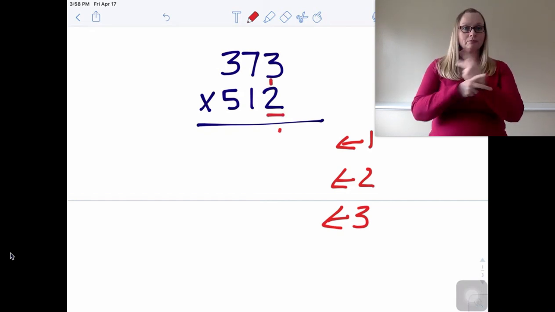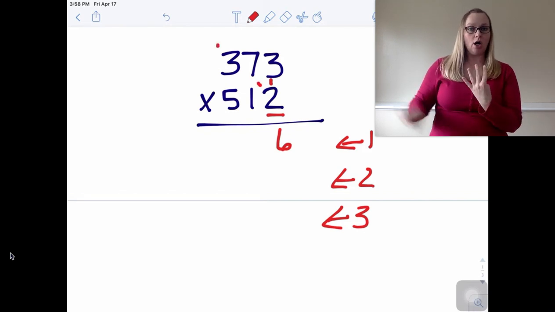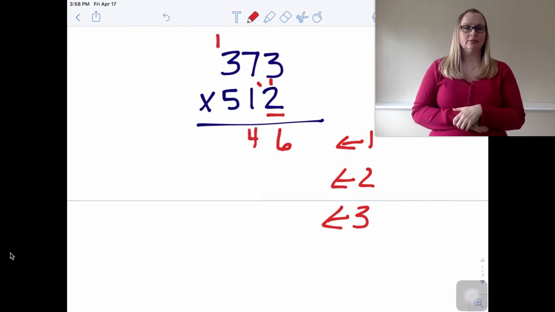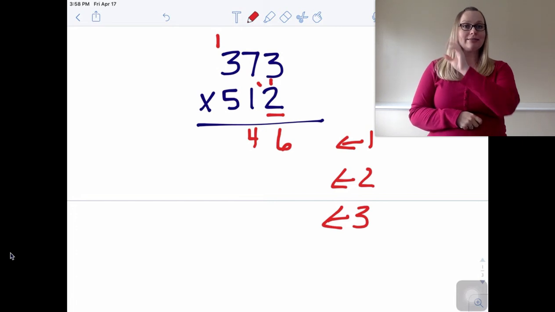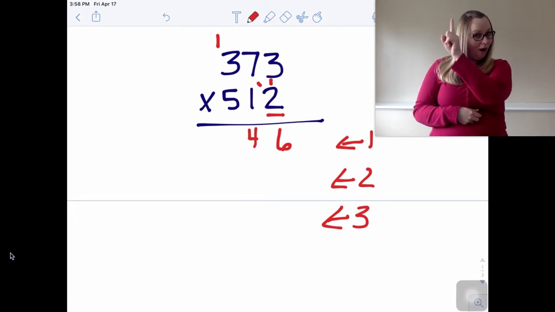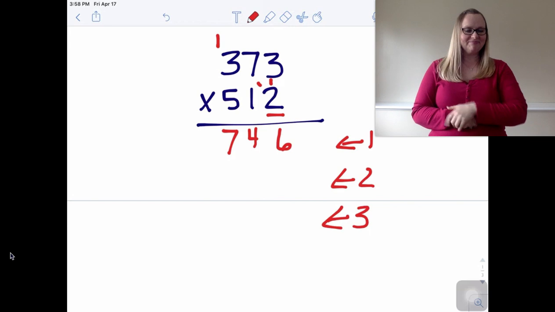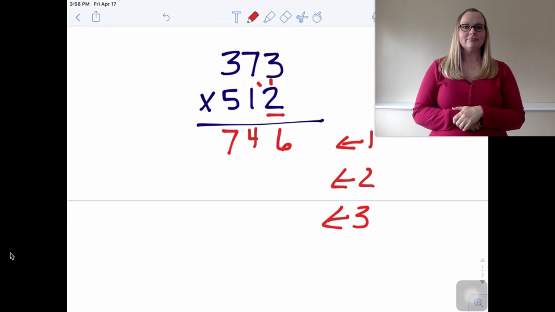2 times 3 is 6. 2 times 7 is 14. I'm going to carry the 1 and put down the 4. 2 times 3 is 6, plus 1 more. I'm not going to forget my carry up here. That makes 7. Now, I'm all done with the ones place.